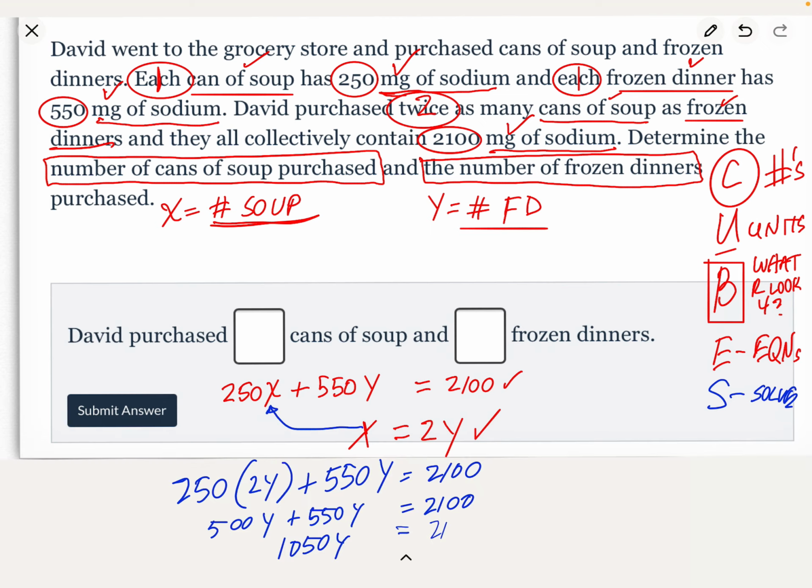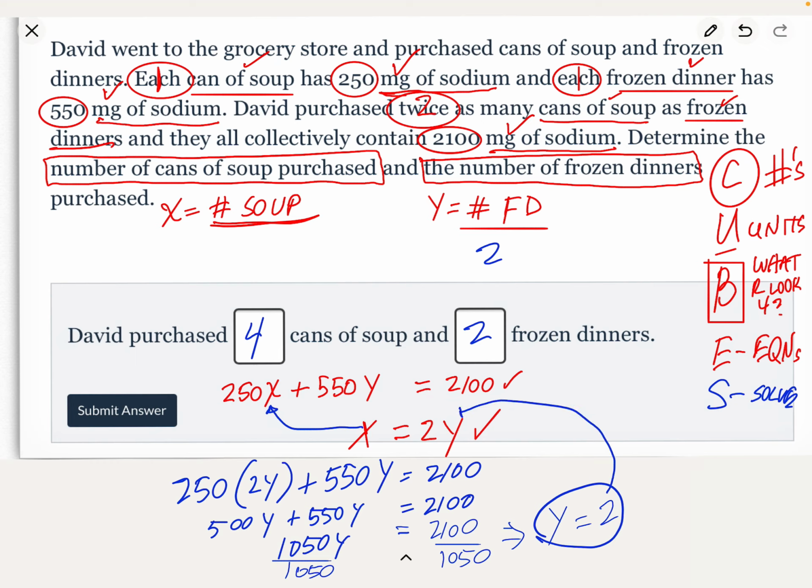And then this is going to be 1050y equals 2100, and then I divide both sides by 1050, and that's going to be y is equal to 2. So this is saying that there are 2 frozen dinners. That's what y is. And since there are twice as many cans of soup, that means there should be 4 cans of soup. So basically, once I figure out what y is, I substitute it into the other equation and calculate what x is. But this one I don't need to do that since 2 times 2 is 4.